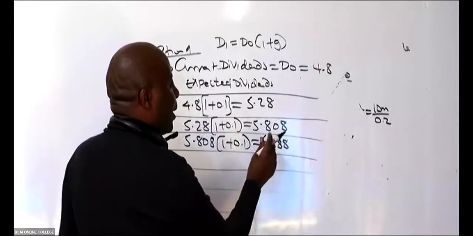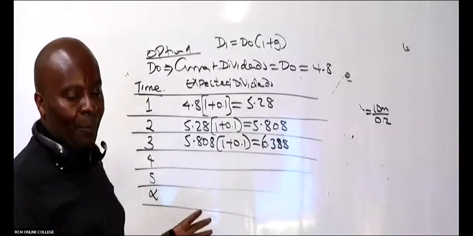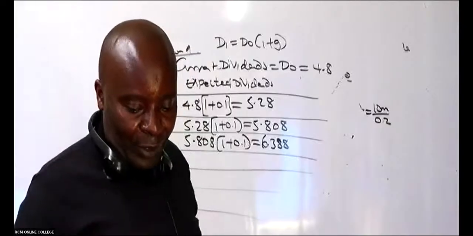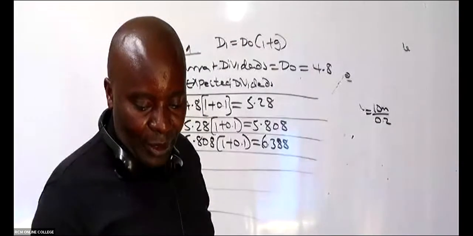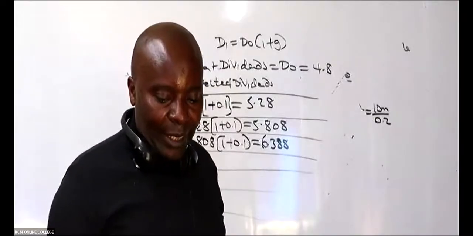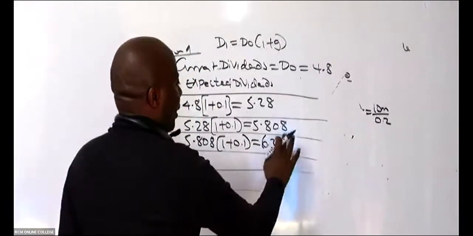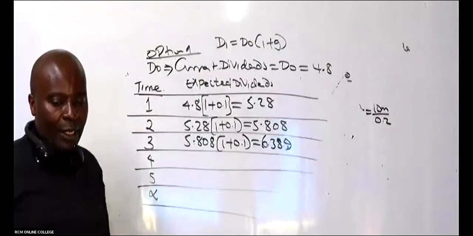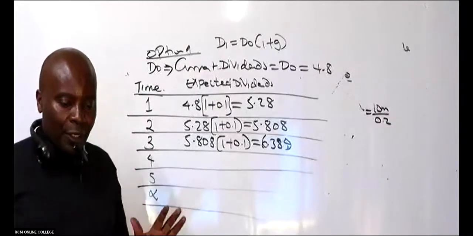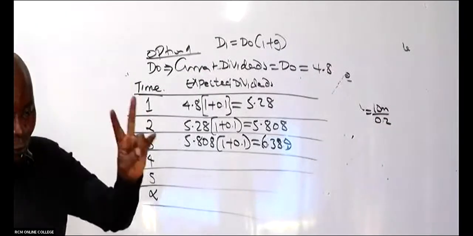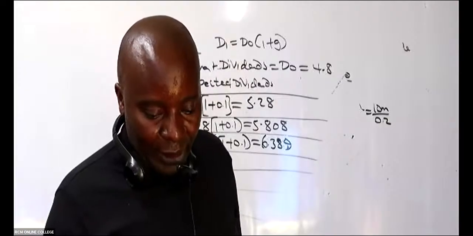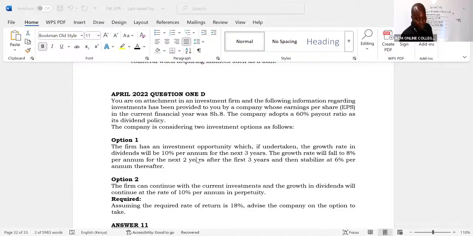What happens, ladies and gentlemen, after the first 3 years, when 10% is exhausted? What have they told us after the first 3 years? I'm told it's 6.389. Let's first of all be in agreement, all of us. We stick with 6.389. After that, for the next 2 years, they're telling us the growth rate will fall to 8% per annum for the next 2 years.